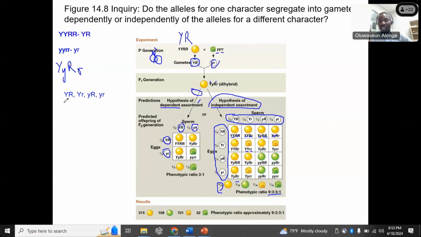And so instead of having this variety, for dependent traits, you are just going to have these 2 instead of having these 4. So Mendel saw that this was not the case. So this is wrong. This is what is right. All right, let's go.